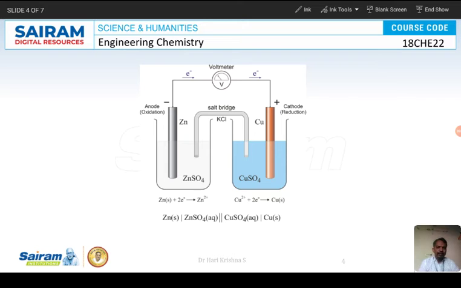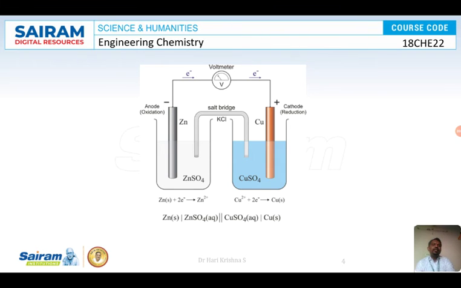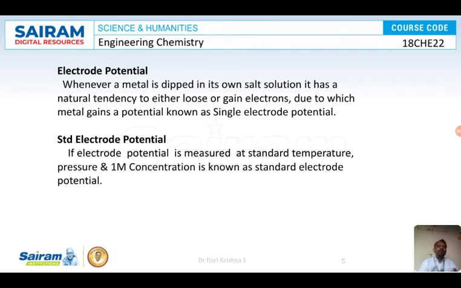In general, in any galvanic cell, the anode is negatively charged and the cathode is positively charged. Oxidation is loss of electrons and reduction is gain of electrons. So remember this properly. Next, let us see what electrode potential is.